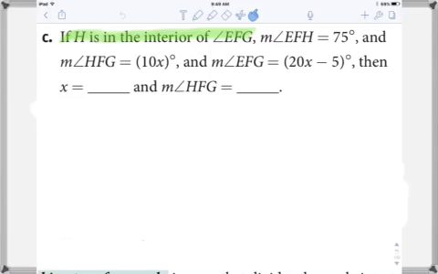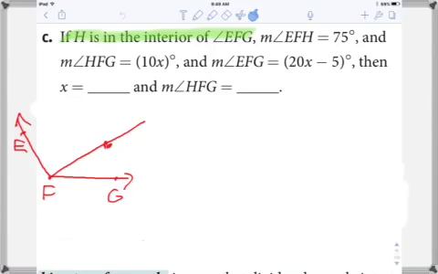So H being in the interior of EFG, we're going to draw an angle, angle EFG. And when it says H is in the interior, I could actually put it anywhere here. But I'm always going to be careful with this to not put it right in the center, because we're going to talk about angle bisectors here in a moment. But I always start with an obtuse angle just to give myself some space to work here.